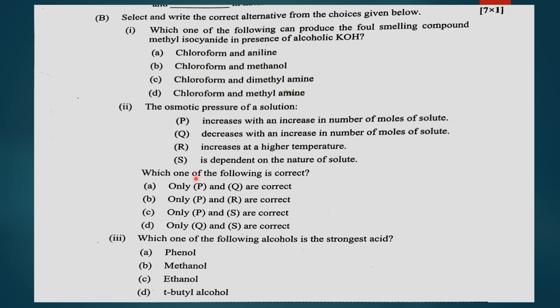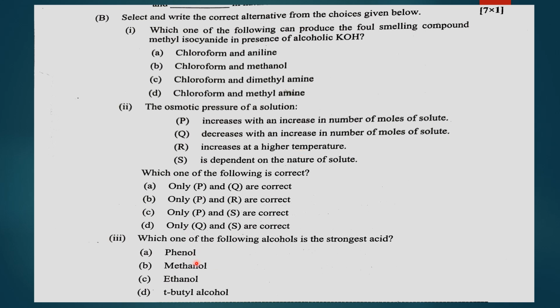In the next case, the answer will be P and R. P is correct because it is a colligative property, so it will depend on the number of moles or number of solute particles. And statement R is also correct because pi equals CRT. So with increase in temperature, the osmotic pressure will increase.